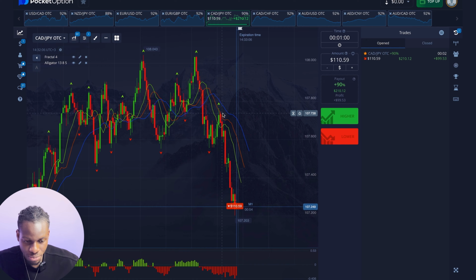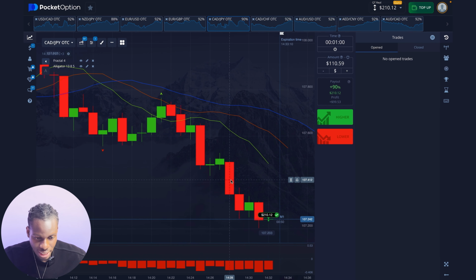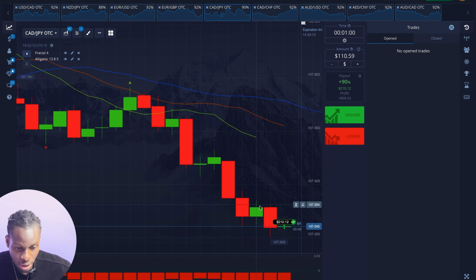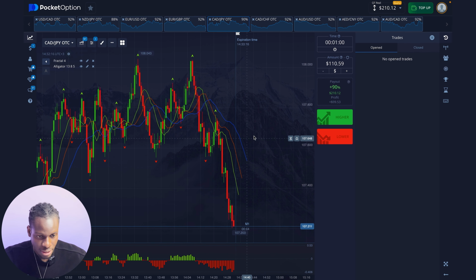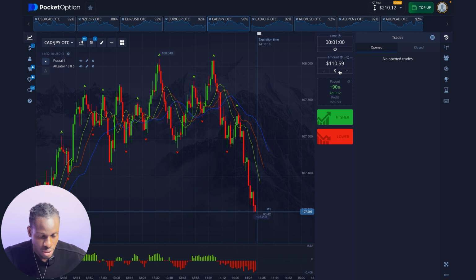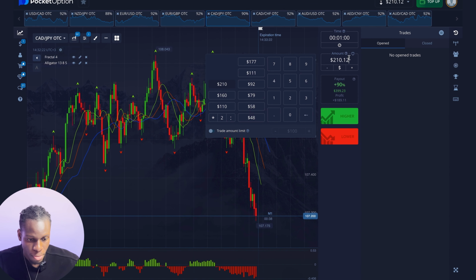In this case that we opened this trade, it was not the ideal entry point. The best entry point would have been somewhere over here, but still we're able to end in a profit, which was very good. That was a good trade.